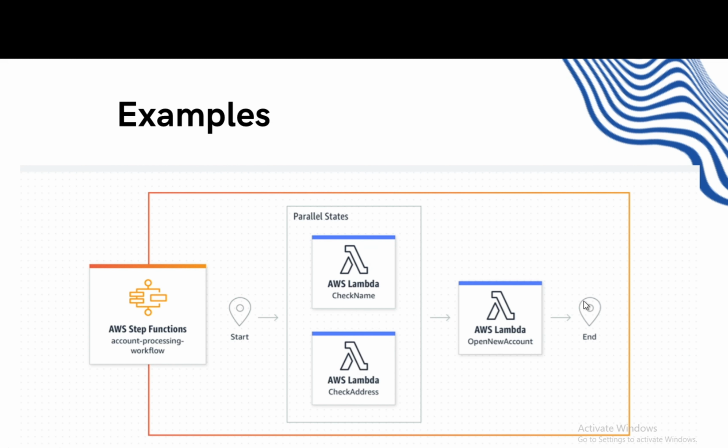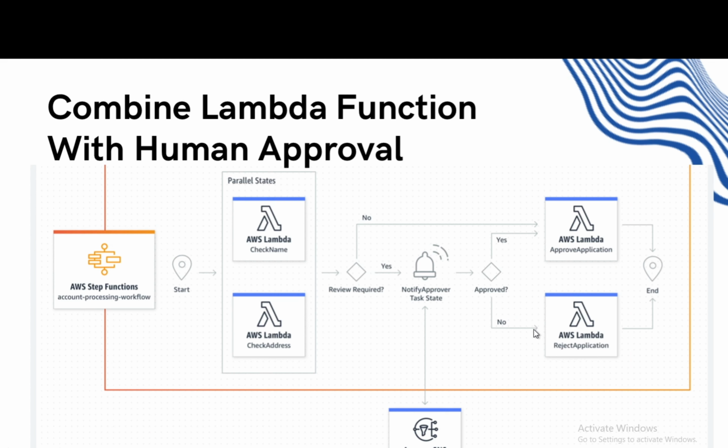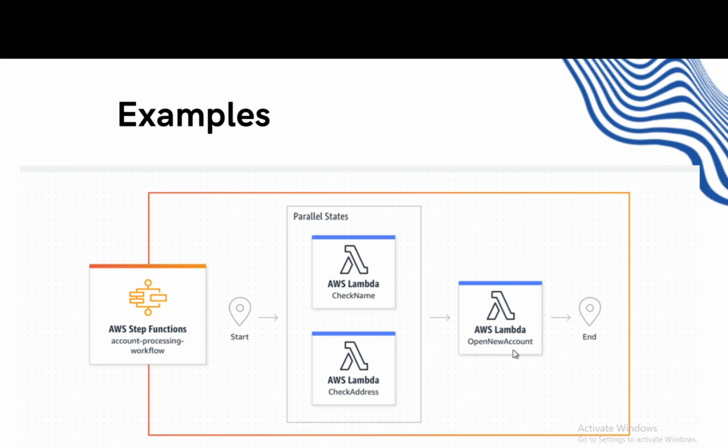And we have another Lambda, which opens a new account. Now, when a user tries to log in to the application, it will first check the name, and it will check the address. After checking the name and the address, the parallel states will be called. The first Lambda will be called and check the name, and the second Lambda will be called and check the address. Once this is true, it will give a notification. In this case we don't have any notification.